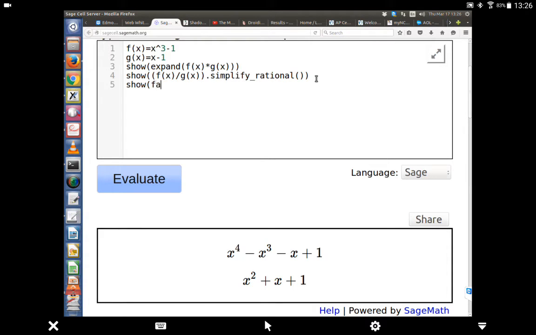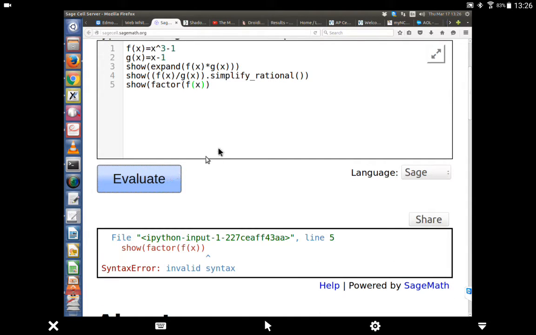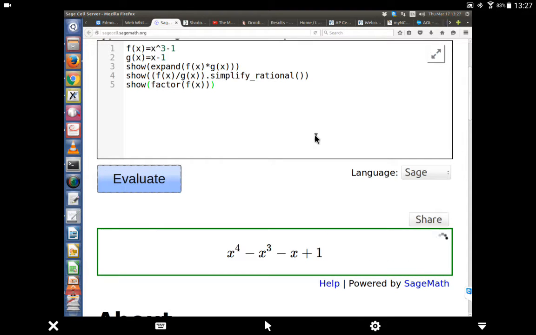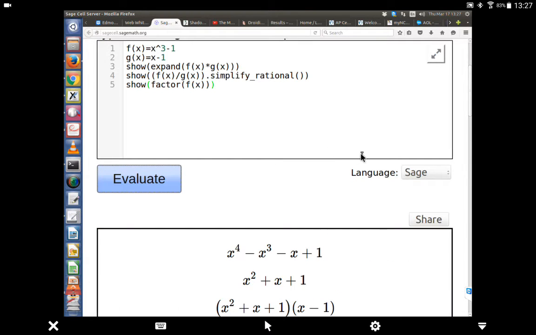So what if you say factor f of x? Whoops. Case sensitive, this is based on Linux, careful. Whoopsie. Alright, so if I factor it, I should get the x minus 1 times. Oh, I forgot to close my show. See where the green parentheses match up? I wanted these, right? Okay. And so the factors of x cubed minus 1 are x minus 1 and x squared plus x plus 1. Perfect, okay.